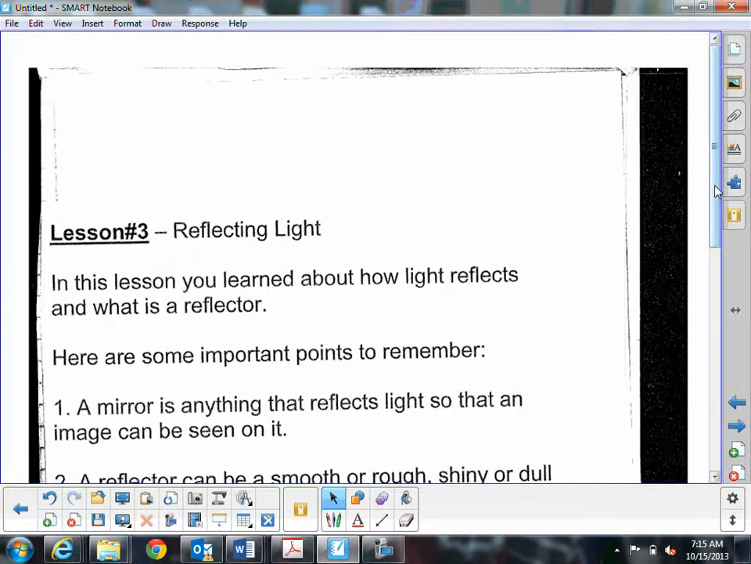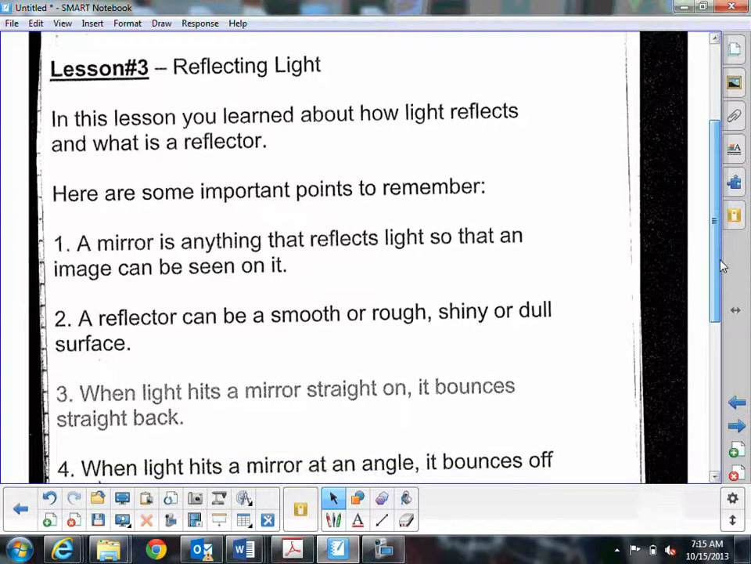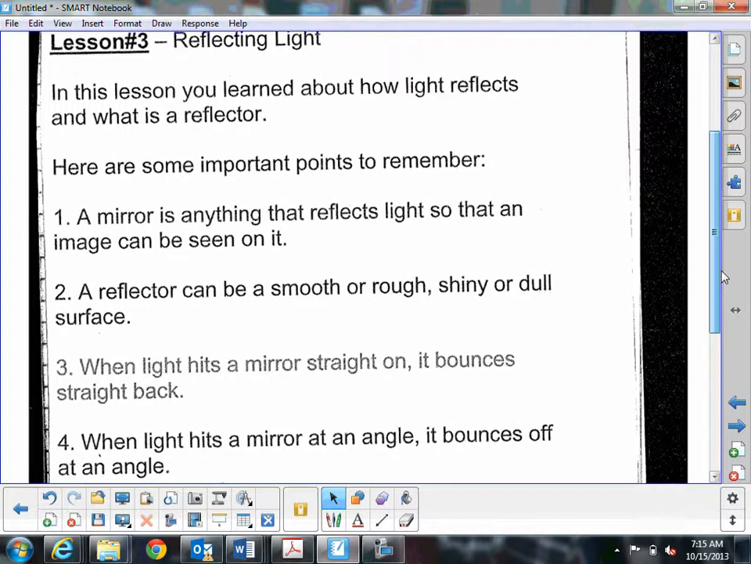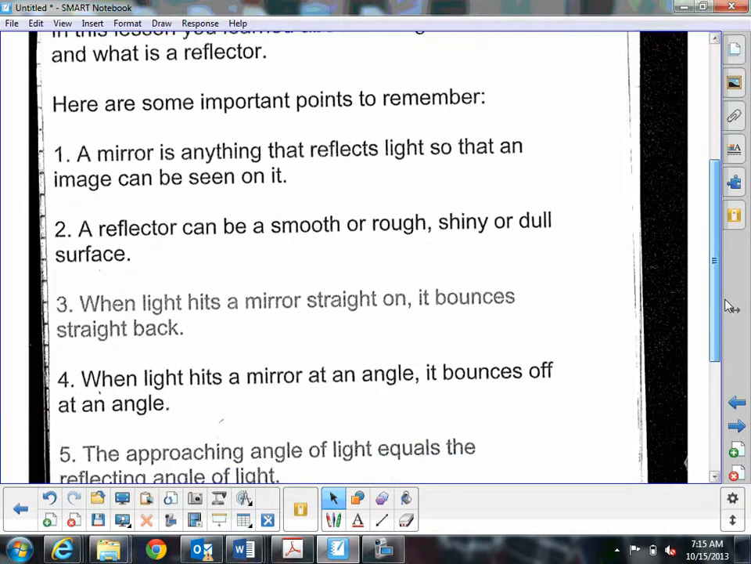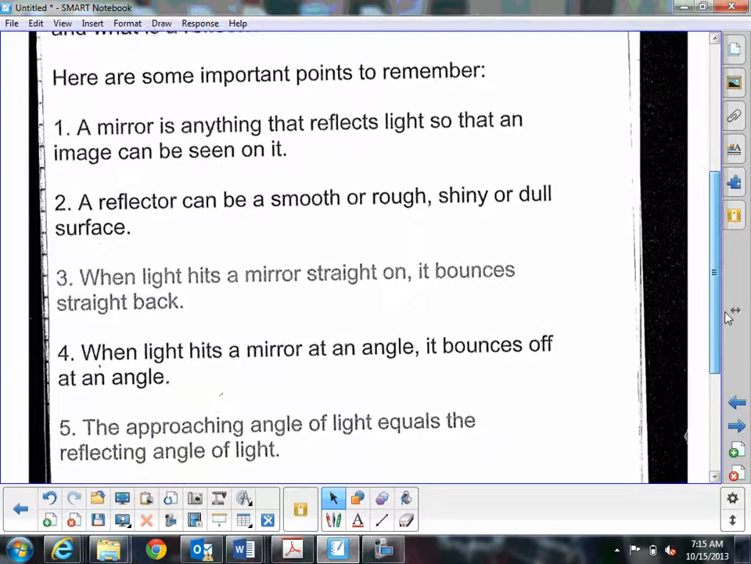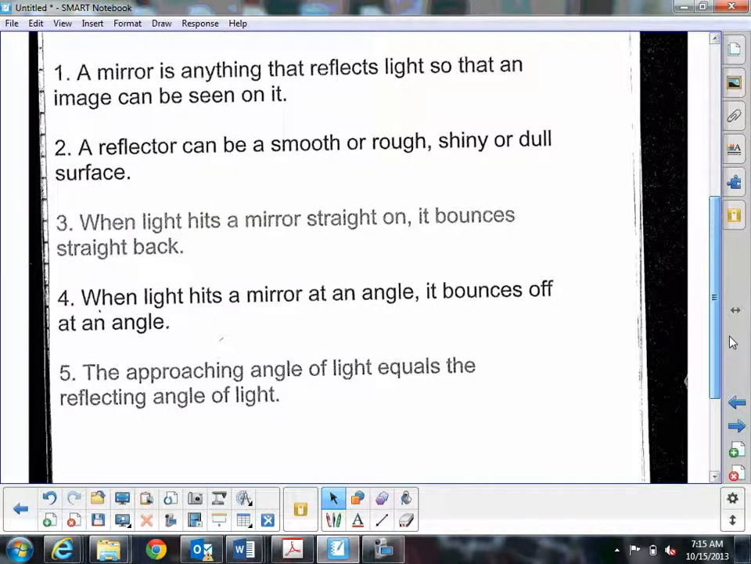Here are some things that you need. You should have the sheet in your book, which was handed out to you. And these are important lessons that we've learned about how light reflects. Number one, a mirror is anything that reflects light so that an image can be seen on it. Therefore, the moon can be a mirror. A reflector can be a smooth or rough, shiny or dull surface. It doesn't have to be just what we have thought of as mirrors or windows.